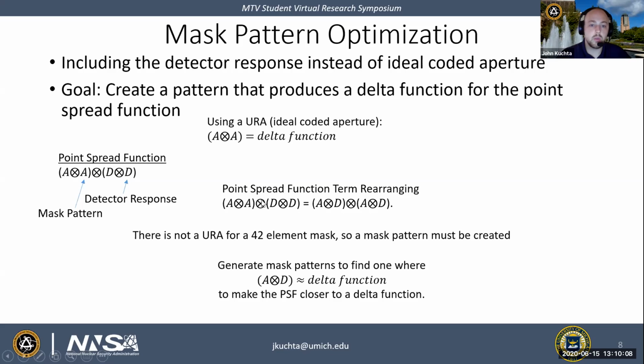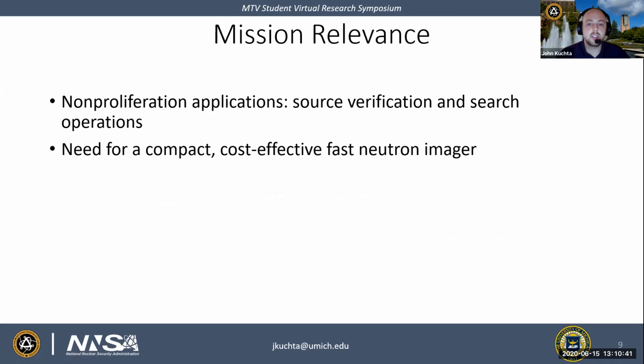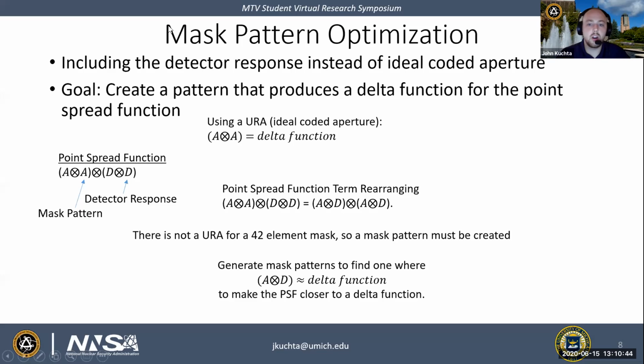So here, this is what we originally had, ideal coded aperture just here. So we're looking at this guy. We're looking at A cross D instead. So we're essentially producing a ton of random mask patterns for this 42 element mask. And as long as we make all of these, we can try to find one that has this A cross D close to a delta function. And if we can do that, then this delta function, crossed with another delta function, will give us a delta function, which will definitely increase our image quality. However, we know that we're probably not going to actually get close to this. We're not going to get fully close to a delta function, but we're going to try to.